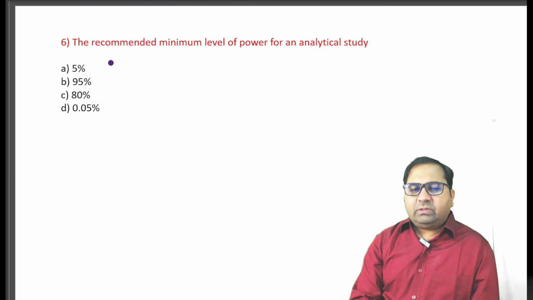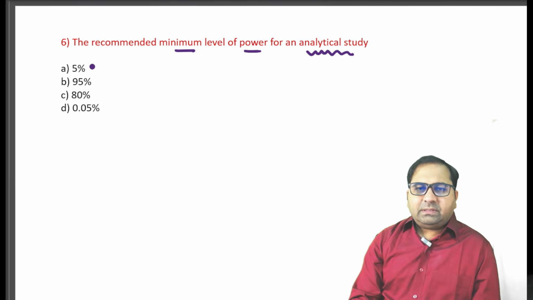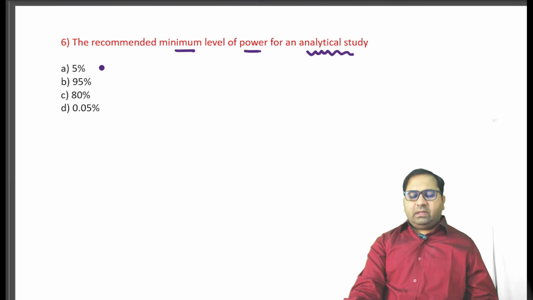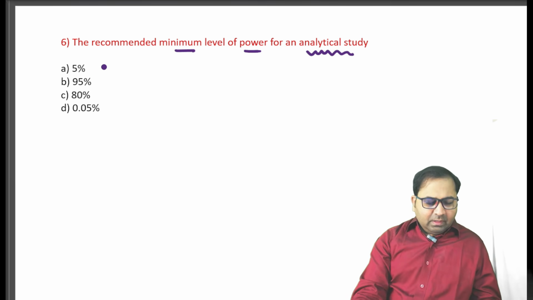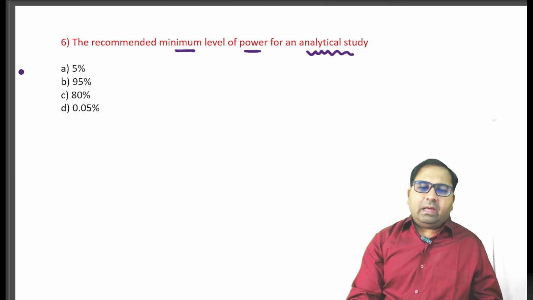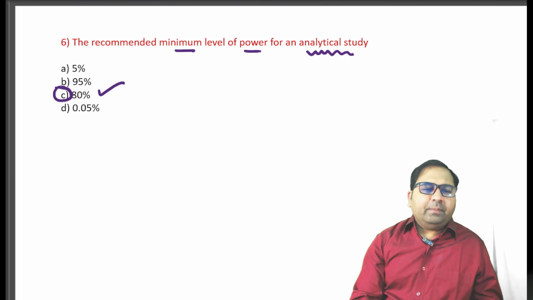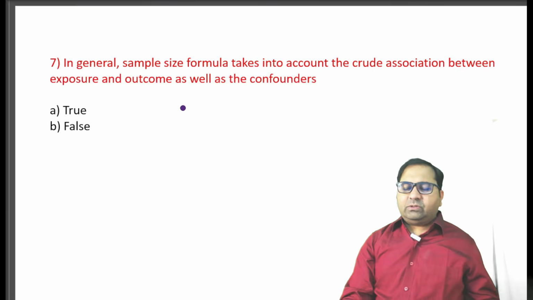Now we look at the next question. The recommended minimum level of power for an analytical study is what? The options they gave are A. 5%, B. 95%, C. 80%, or D. 0.05%. So the recommended minimum level of power for an analytical study is C. 80% is required minimum.